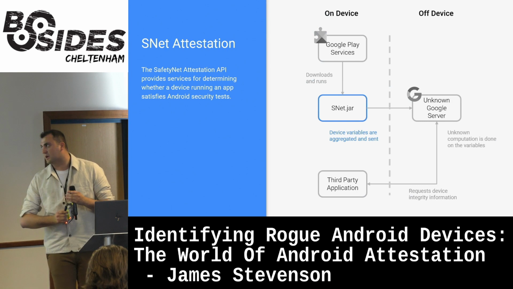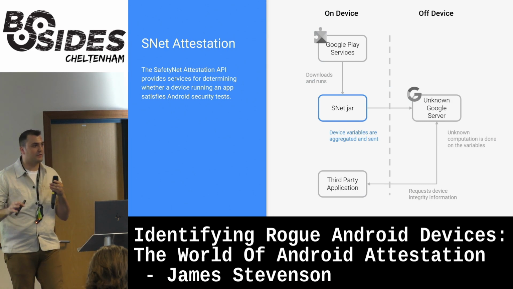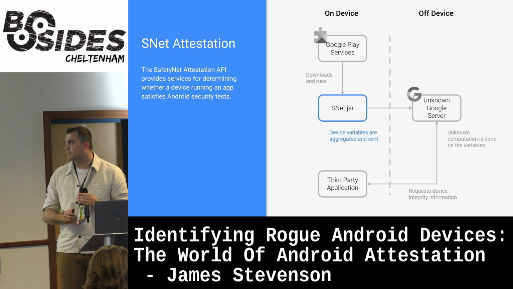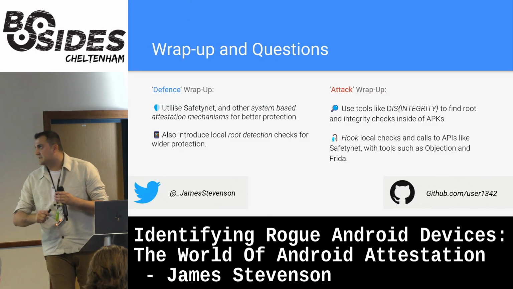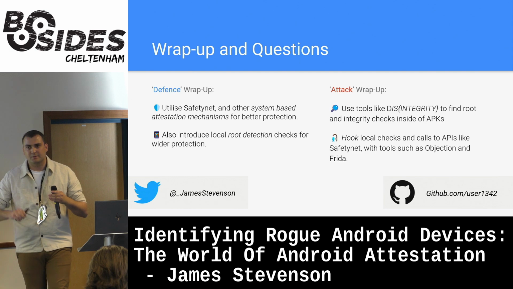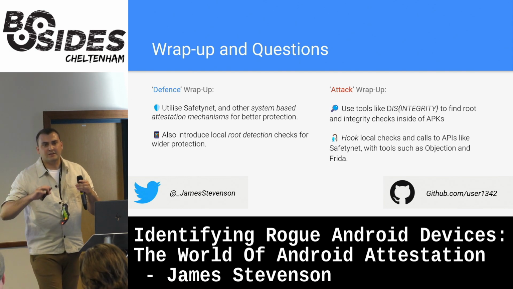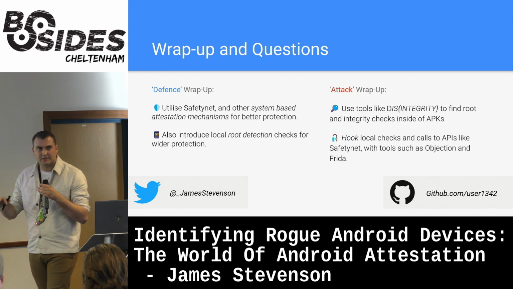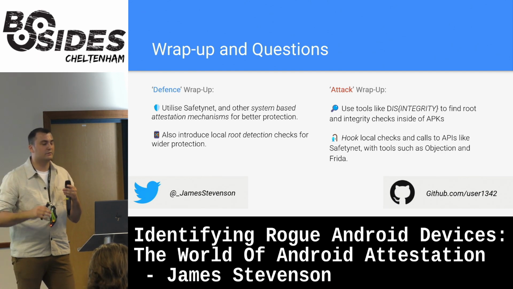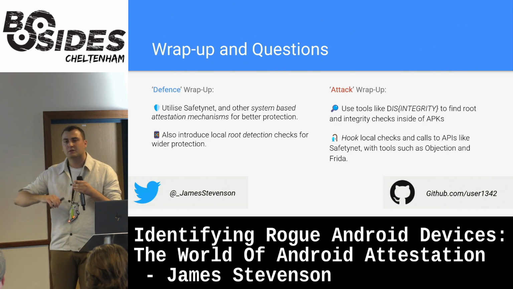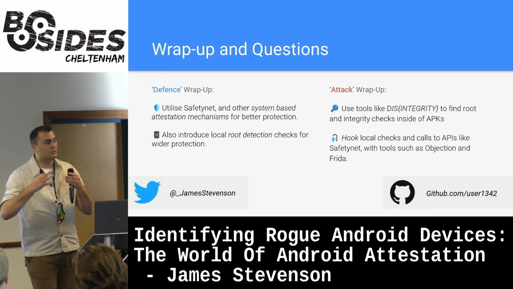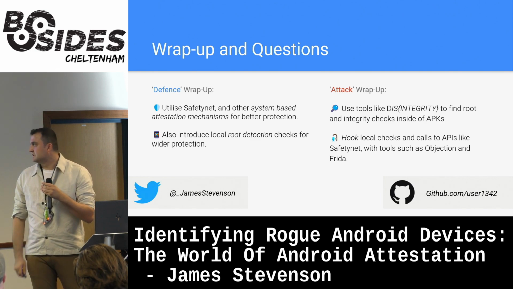And again, that was just a look at the snet.jar file, rather than the actual computation that is happening to those variables. But we have around 10 minutes or so left if anyone has any questions. Primarily, what we've covered today is a look into attestation techniques, tamper detection techniques, and root detection techniques happening on Android devices, the same techniques that software engineers or blue teamers need to put into place, and the same techniques that red teamers or malicious actors need to bypass.